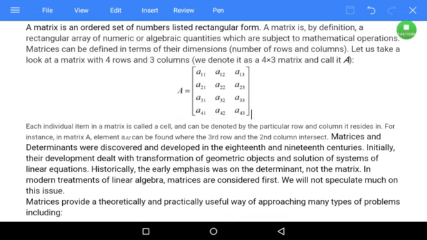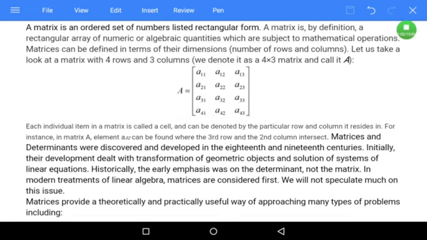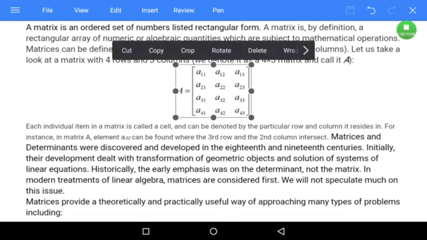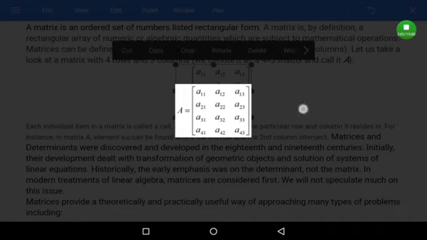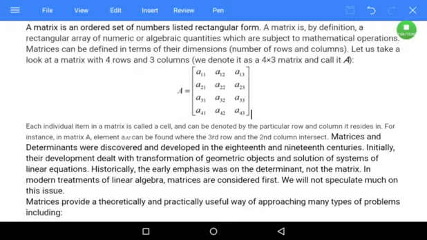Now how many columns do we have for this matrix? We have 3 columns. If I draw a line from A11 to A41, that will give me a column. And the line from A12 to A42 is another column. So we have 3 columns. Here we have columns 1, 2, 3, and rows 1, 2, 3, 4. So this matrix is a 4 by 3 matrix. I believe that is clear.